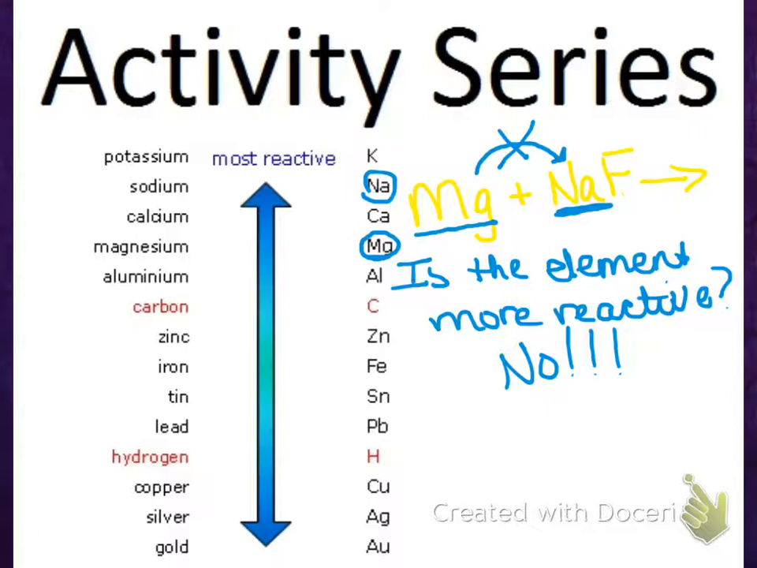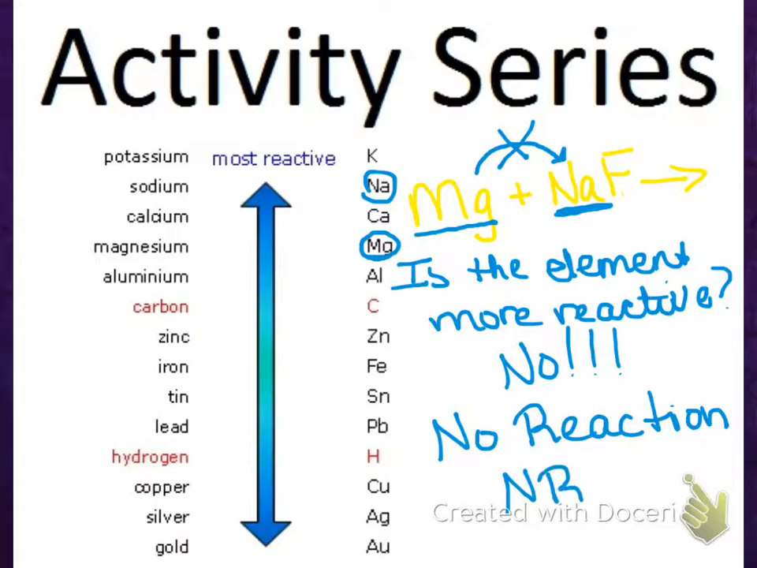So how do we write that? Our products stay the same. There is no reaction. So that's what we're going to write. No reaction. We can abbreviate because we know that we always want to do as little writing as possible. We can say NR, no reaction. Okay, so we don't have products. We write NR. Guess what? We don't have to balance that equation. We don't have to predict the products. It doesn't happen. Okay, so sometimes in single replacement reactions, the reaction just doesn't take place.